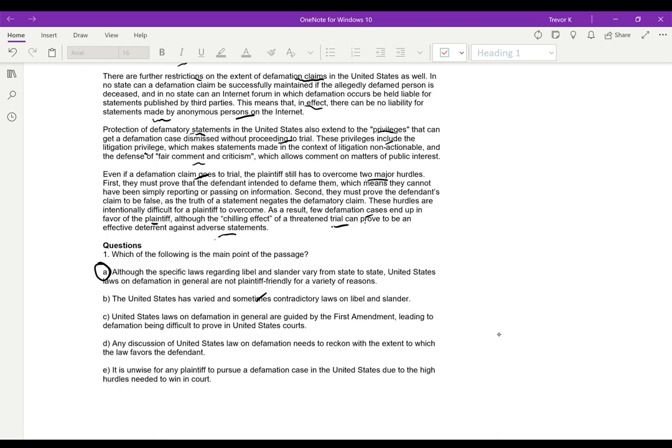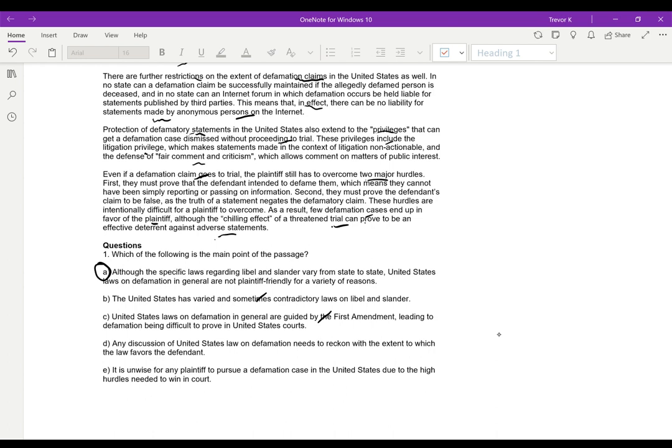C: United States laws on defamation in general are guided by the First Amendment, leading to defamation being difficult to prove in United States courts. This one I wouldn't really go for. We're not really getting the idea of the variety of reasons why they're difficult. This only mentions the First Amendment, which I don't see mentioned in every paragraph, so it can't be a main point thing. D: Any discussion in the United States law on defamation needs to reckon with the extent to which the law favors the defendant.